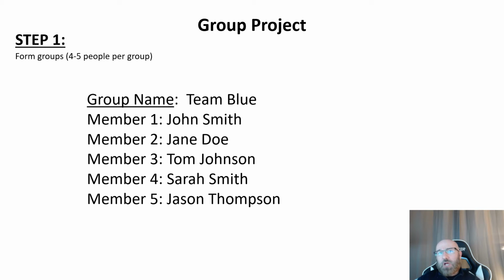So let's break this group project down into a couple different steps. Step 1, you've already completed this. You formed your group a little over a month ago, 4 to 5 people per group. You put in the name of your group and each of the group members. So you've already done this. This is completed. And hopefully you've been working hard on creating your problems and your solutions since you formed your group.